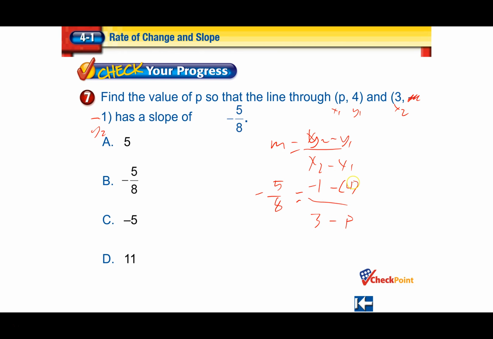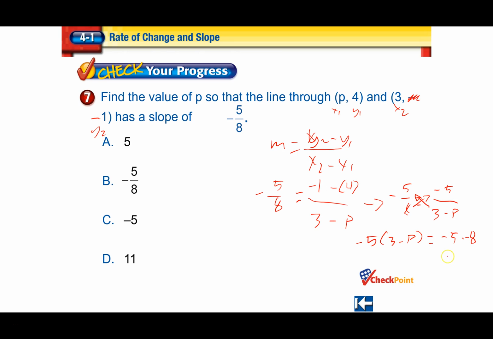Okay, we're going to simplify that top one there. So -1 minus 4 is going to be -5. So I keep this negative. I'm going to go this way for just a second. So I'm going to go -5/8 equals -5 over 3 minus p. I'm going to cross multiply. Cross products is what they like to call it. So it's going to be 5 and then 3 minus p equals -5 times 8. So -5 times -8. Ooh, yes. And that'll be a -5 there.